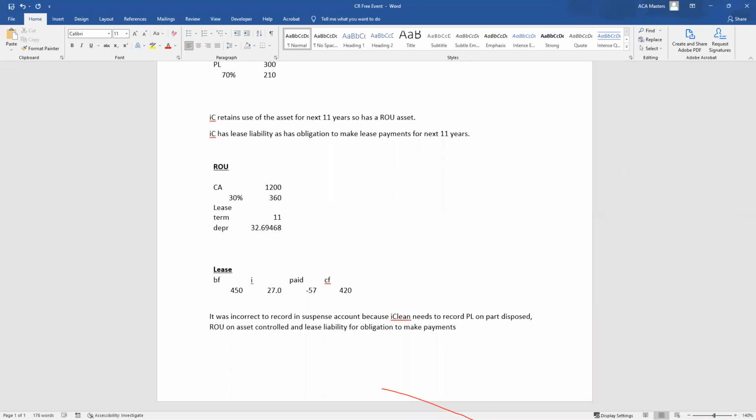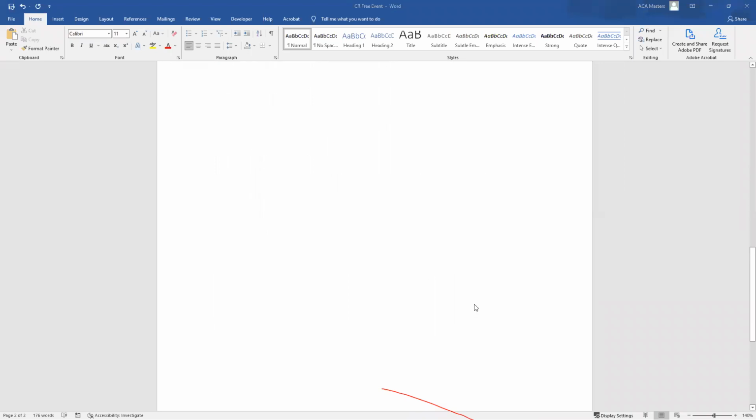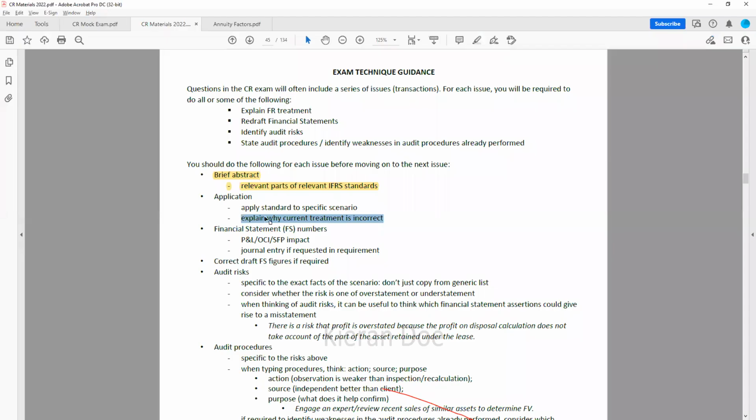So that's just explaining why what they have done is incorrect, which is obviously quite clear. And then what we can do is explain the impact on the financial statements, show the journal entry, and then correct any draft financial statement figures if required. Not all questions ask you to redraft the financial statements. Obviously, this question did, and therefore that's why we're going to do it in this question.